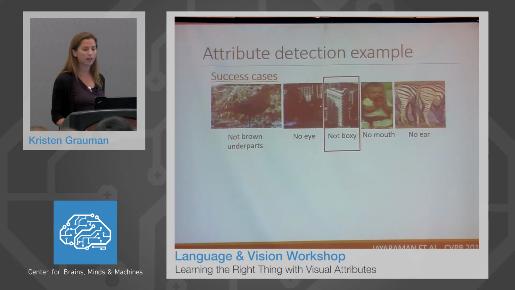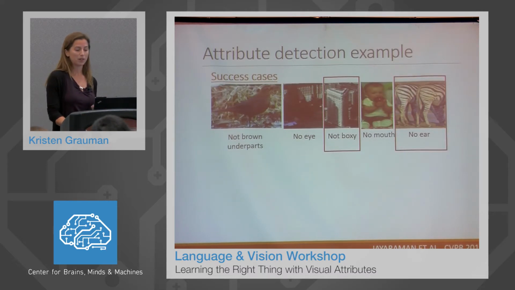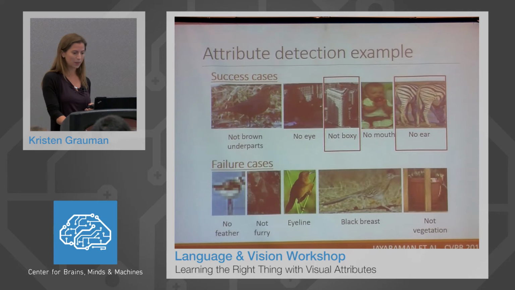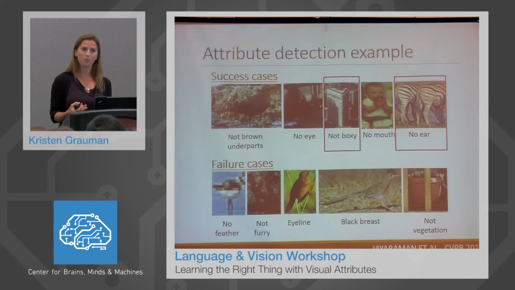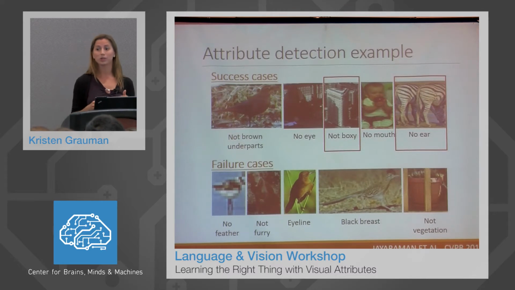And similarly, zebras often have ears visible. This one doesn't, and we're able to properly say so. We also have failure cases, and here are some that we get wrong. Here we don't think there's a feather, and had we paid more attention to correlations and the context of the attribute, we would get it right. So here you're giving something up by being less willing to exploit those correlations. But we think this is valuable once you want to generalize to unseen categories with attribute detection.